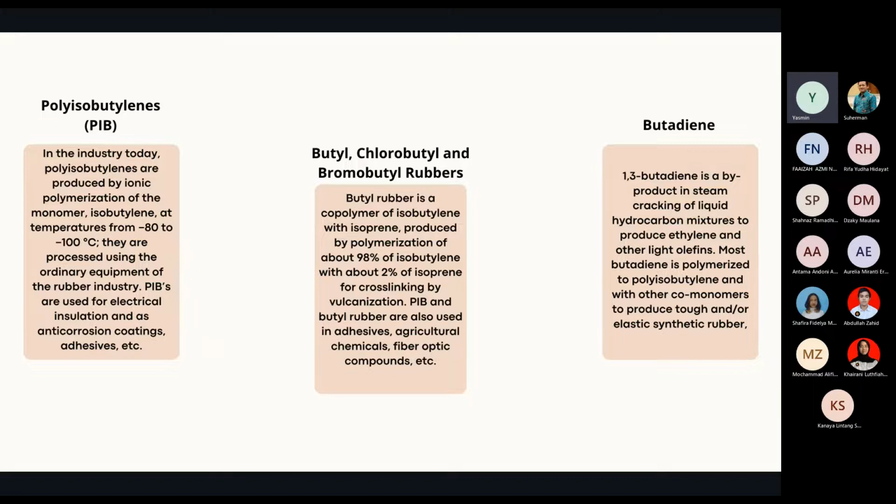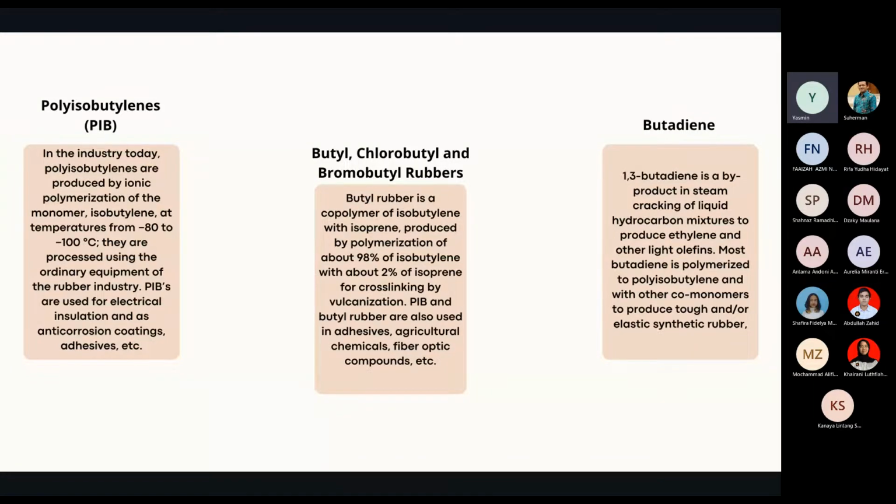For butyl, chlorobutyl, and bromobutyl rubbers, butyl rubber is a copolymer of isobutylene with isoprene, produced by polymerization of about 98% of isobutylene with about 2% of isoprene for cross-linking by vulcanization. The PIB and butyl rubber are also used in adhesives, agriculture, chemicals, fiber optic compounds, and so on.